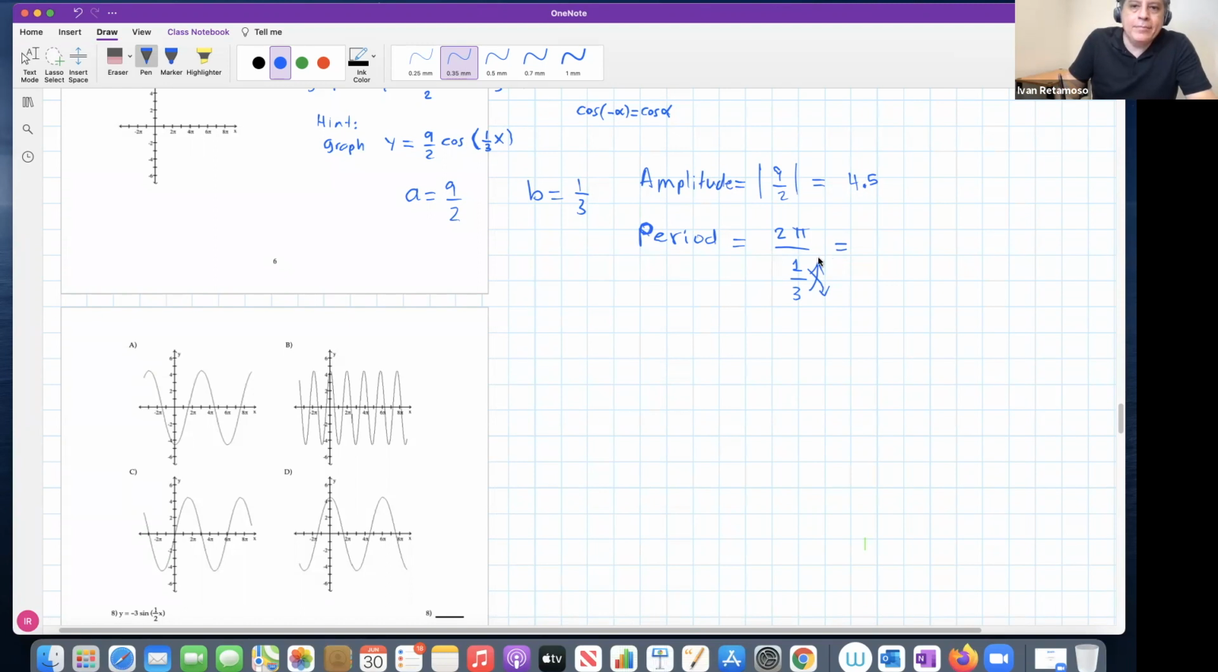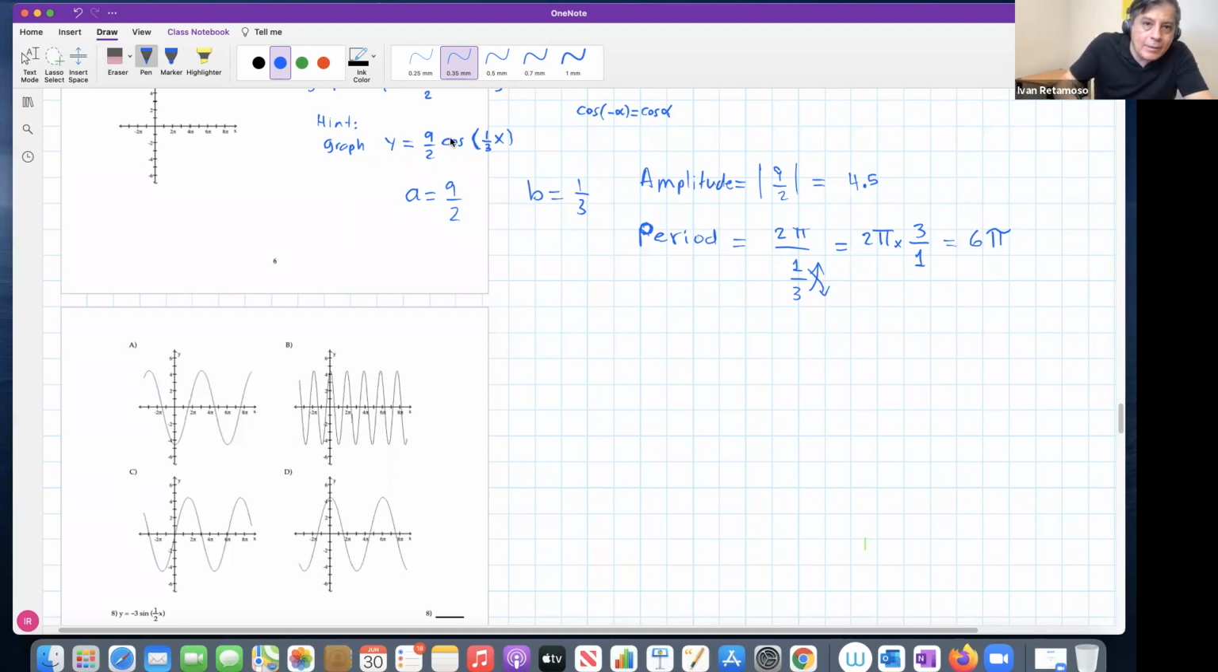Now, the period is 2 pi over b. B is 1/3. So dividing this, we're going to get 2 pi times, remember we flip this, 3 over 1. But that is, believe it or not, 2 times 3, 6 multiplied by pi. It's a big period, 6 pi. So we look for one of the graphs that is showing an amplitude 4.5 and a period 6 pi. Look, 4.5, this guy is a candidate. 4.5 more or less there, up and down. This one also, 4.5. This one too, all of them probably. So that shouldn't be a criterion, but 6 pi, what is the one showing 6 pi?